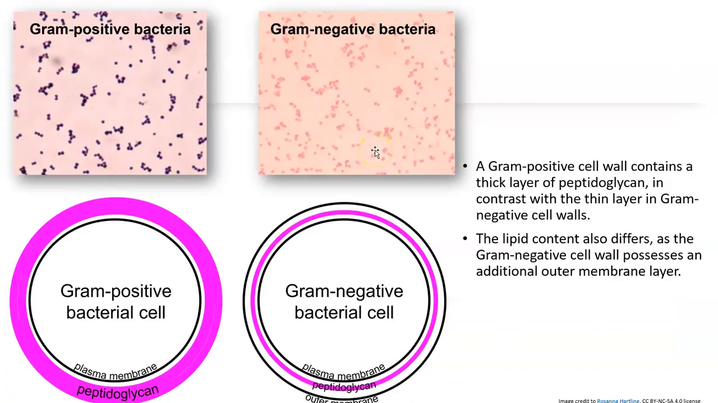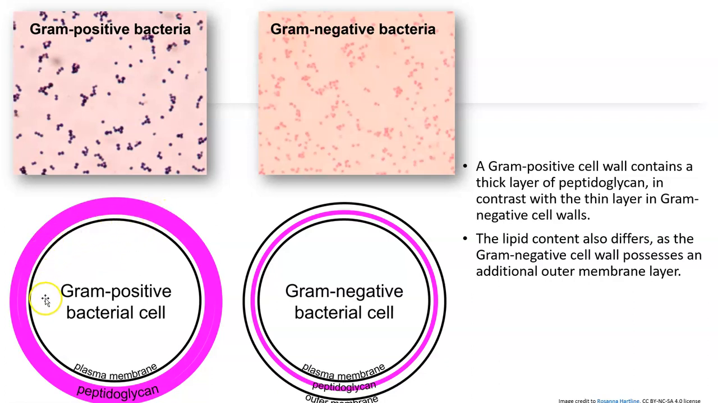And this is just another image looking at those layers. So again, gram-positive bacteria, when we Gram stain them, are going to stain purple. Gram-negative bacteria are going to stain pink. And then here, if this is a gram-positive bacterial cell, its envelope is only going to have two layers.